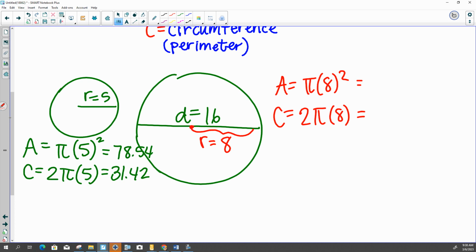So do these last two. Matthew, have you found that area yet? What did you get? Perfect. No units of measurement. I don't know why that makes me so sad. And Corbin, what did you get for the circumference of that one?